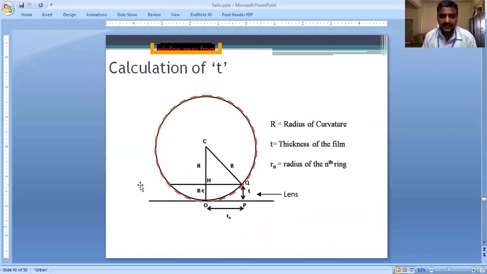I'm going to calculate the t, and I'll also prove that the shape of the interference fringes is going to be a circle or a ring. For that, I talked about radius of curvature in the beginning of the class. What is meant by radius of curvature? See, I am showing you a dotted circle here. This dotted circle is actually not a real circle, not a real sphere, but it is actually a part of a smaller one. You can see here.